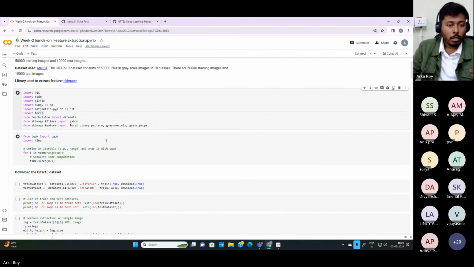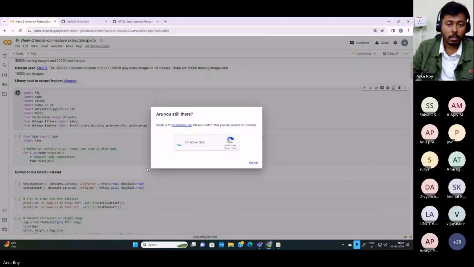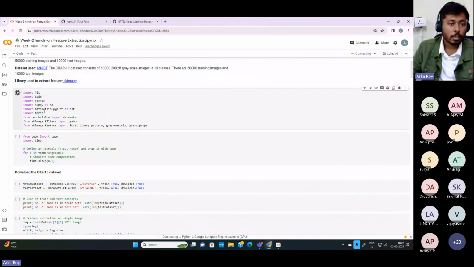Okay, let me run this. You can hit this run button and it will start running. Over here you can see that it is trying to connect with the web. It will take some time to connect, and then the execution will start.